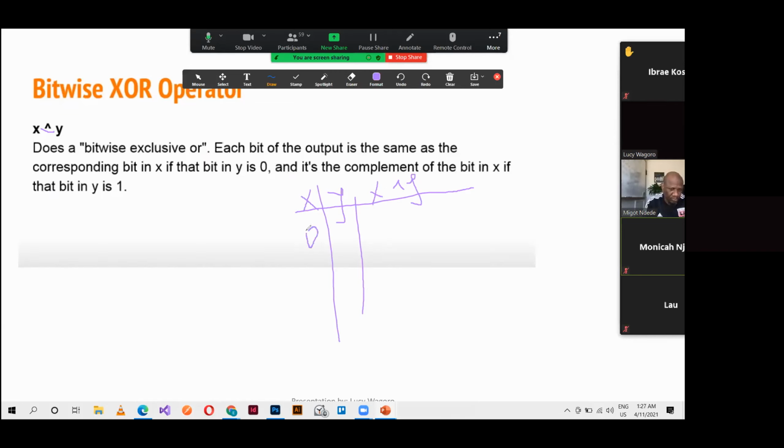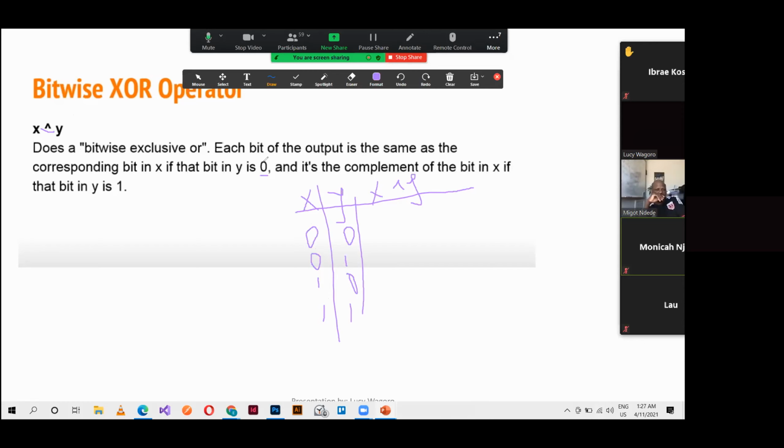So we have 0, 0, those are the possibilities. X being a 0, Y being a 1; X being a 1, Y being a 0; and X being a 1, Y being a 1. So now we go reading. A bitwise XOR, each bit of the output is the same as the corresponding bit in X, if that bit in Y is a 0.